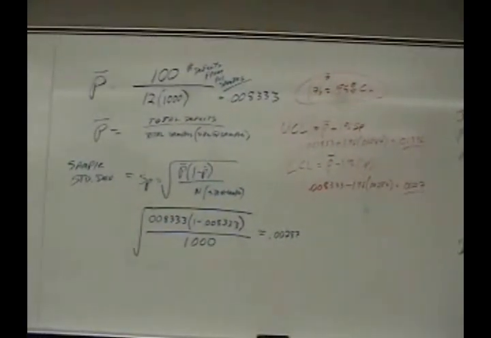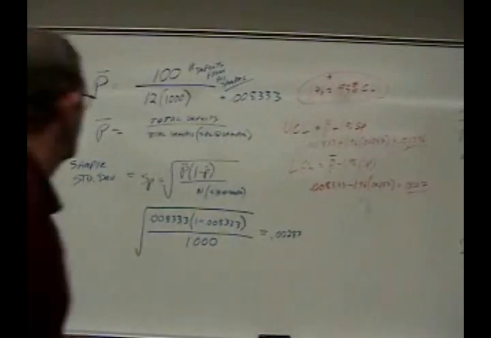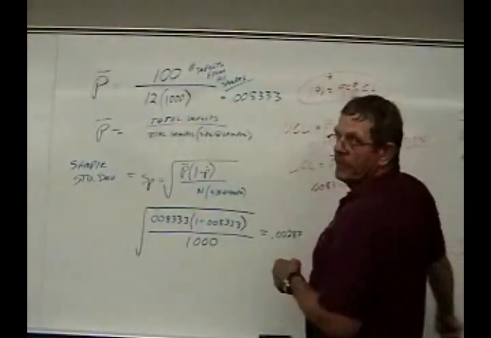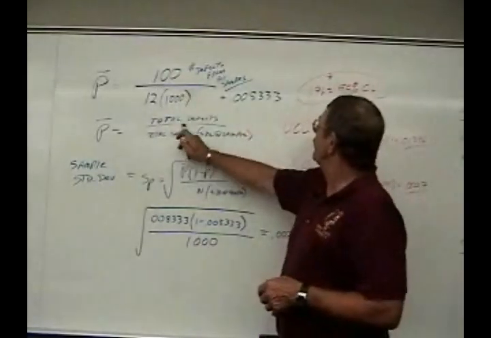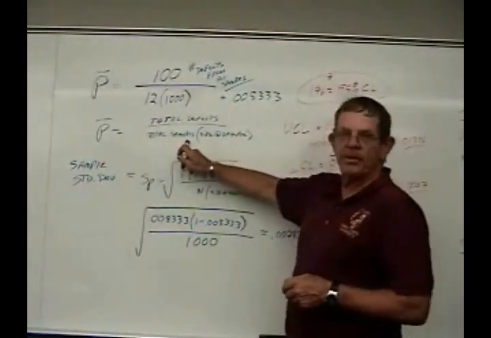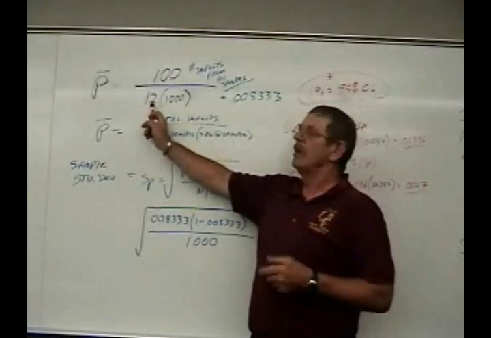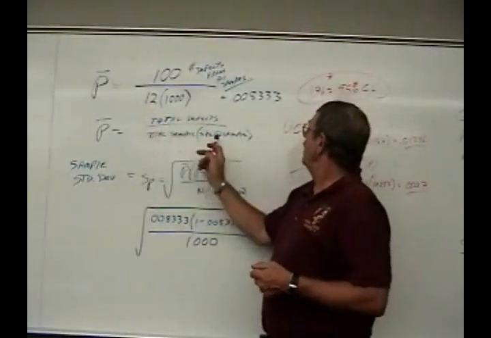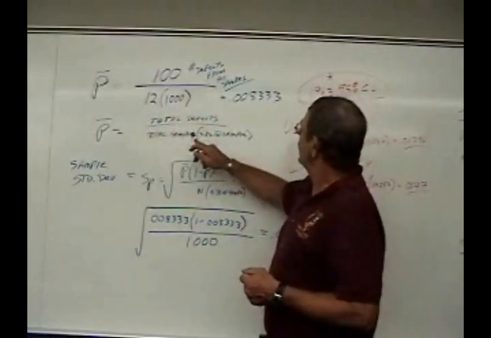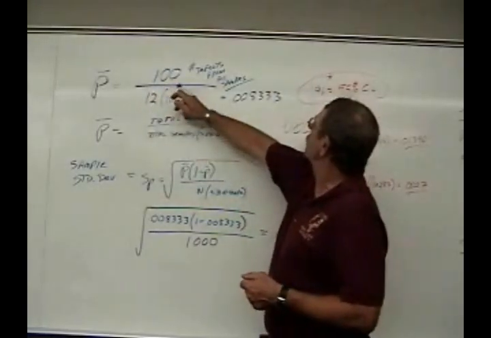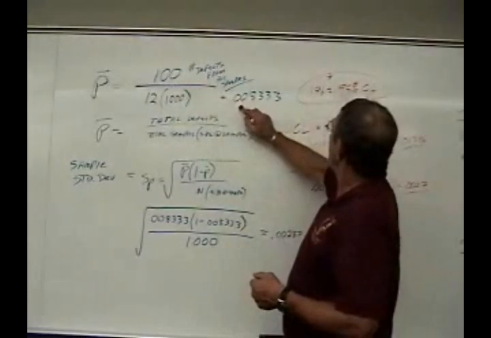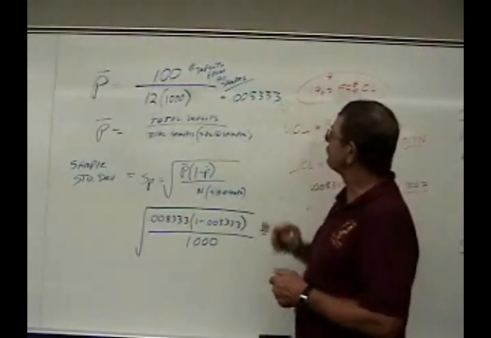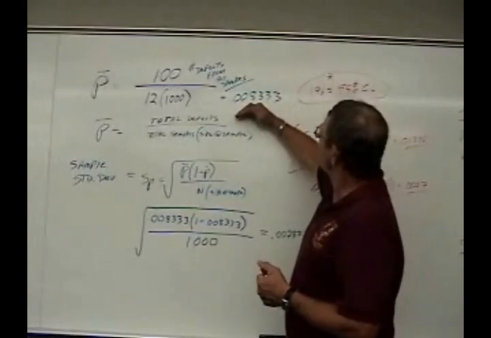All right, the formula for P-bar would be the total defects, which we added up, comes to 100, divided by the total samples. We had 12 lots of 1,000. So total samples was 12, and the size per sample was 1,000. You multiply and divide, and your answer is 0.008333. Okay, so now we have that number.